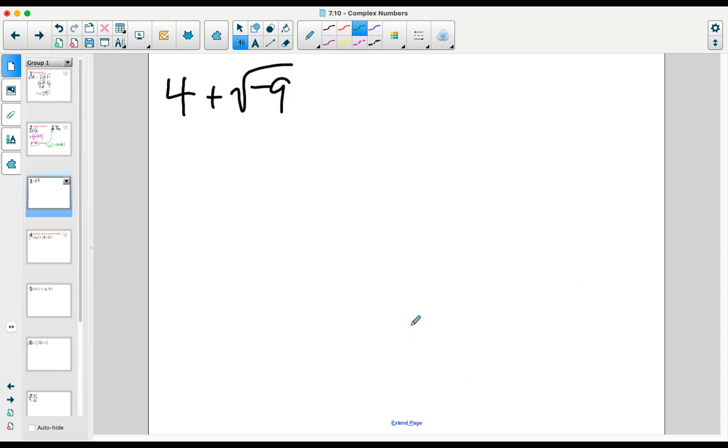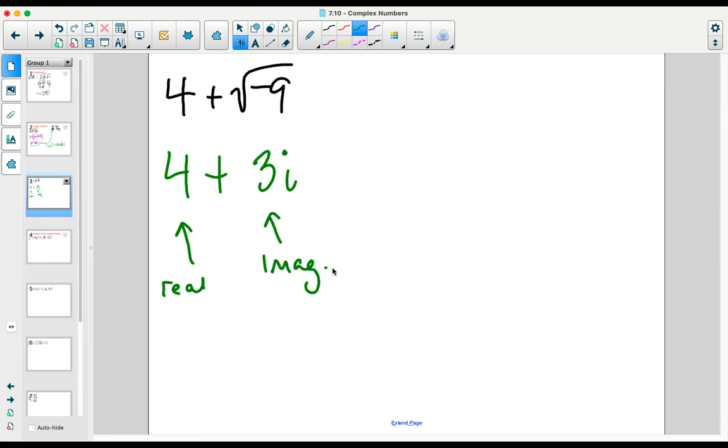Let's try another. Here we have 4 plus root -9, obviously different right off the bat because of the presence of that plus sign. I'm going to leave the 4 alone for the time being, and I'm going to look just at this part over here, the square root of -9. Well, if it was the square root of 9, I would know that that's 3. The presence of the negative means that it's going to be 3i. And we have a real part, and we have an imaginary part.